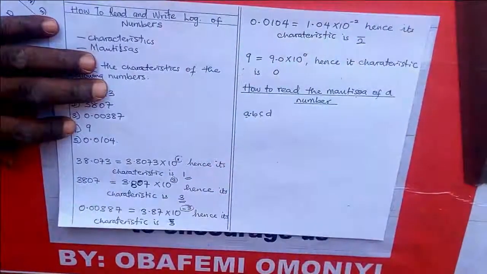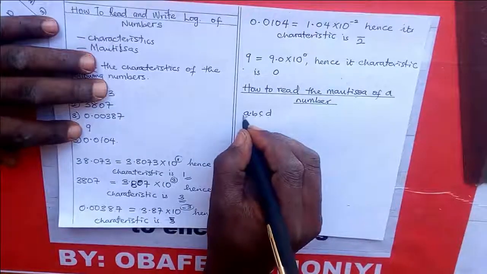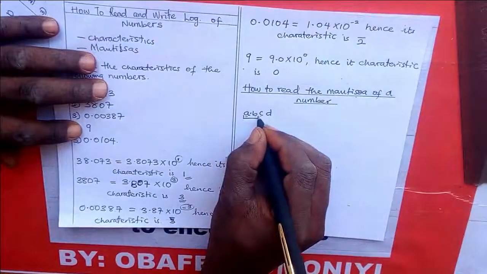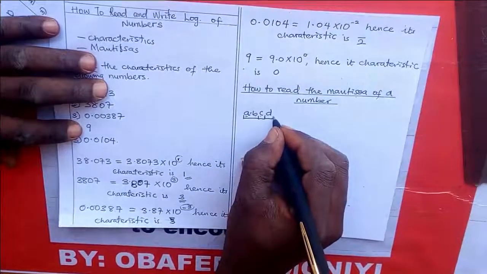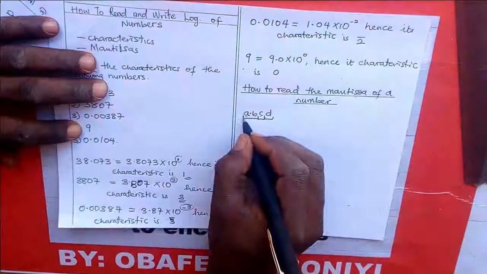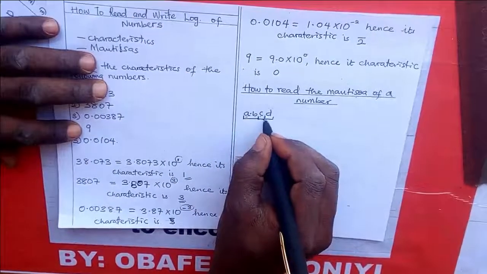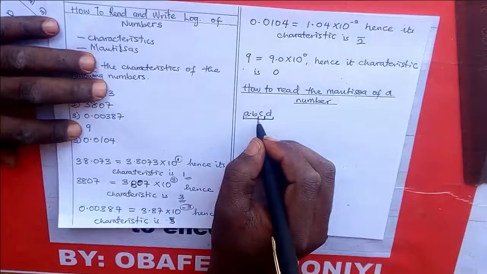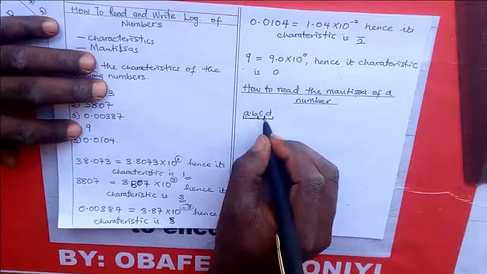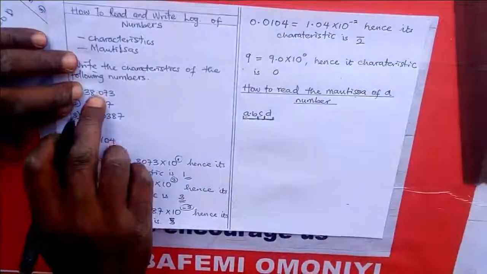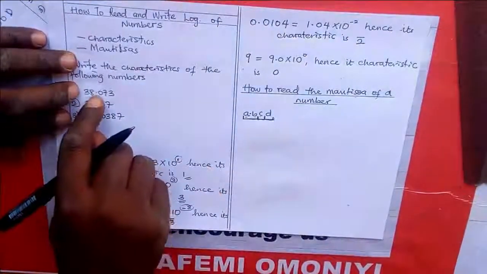So if you are using a 4-figure table, write the number as four digits. Then you check the first two digits under the column for the third digit, and the difference for the fourth digit. Check the first two under C, difference D.